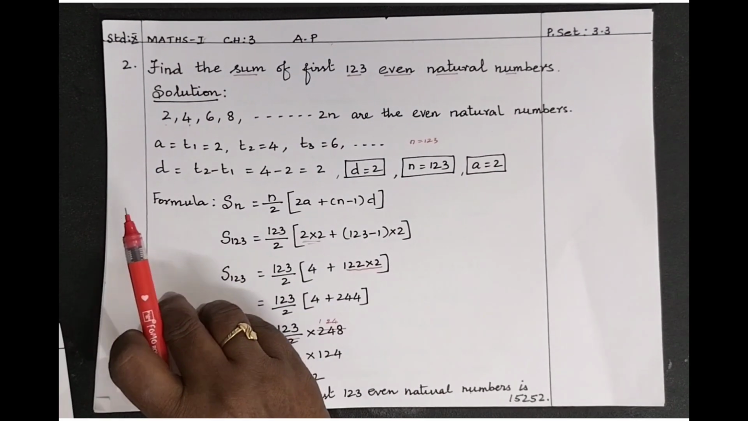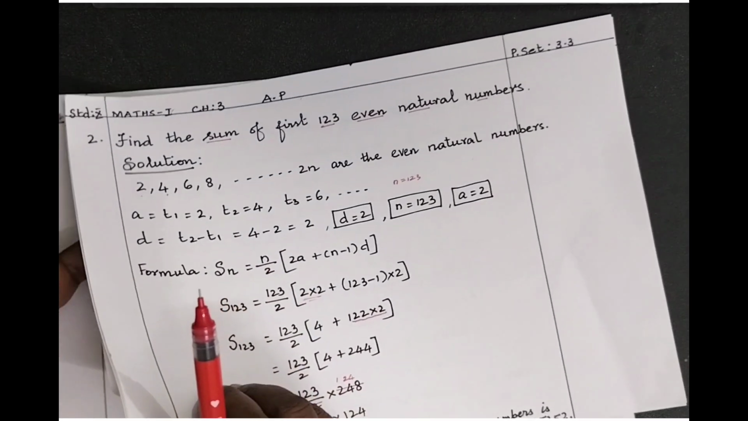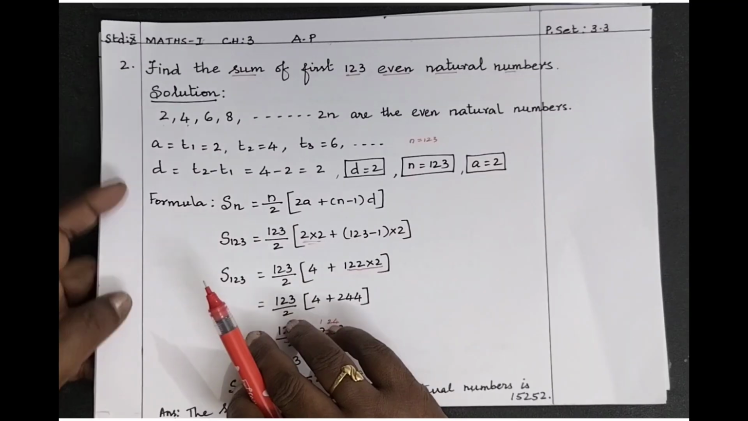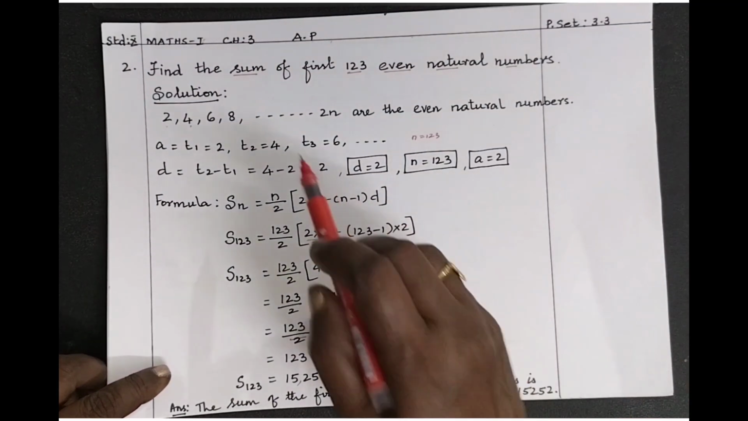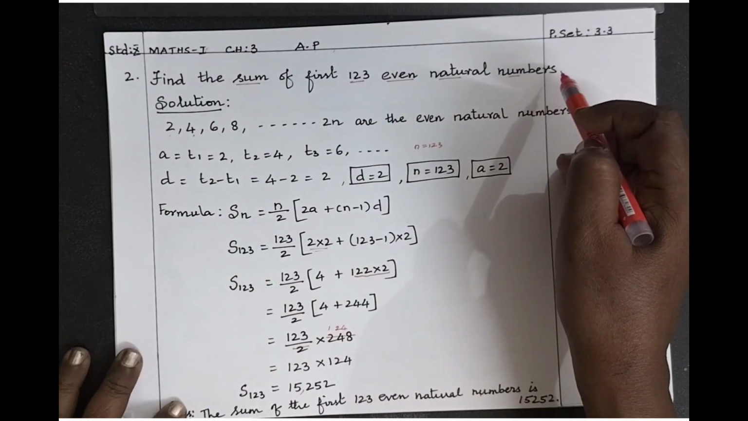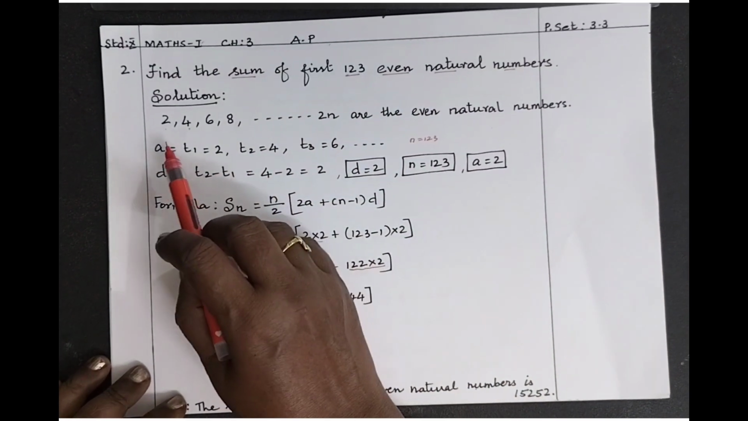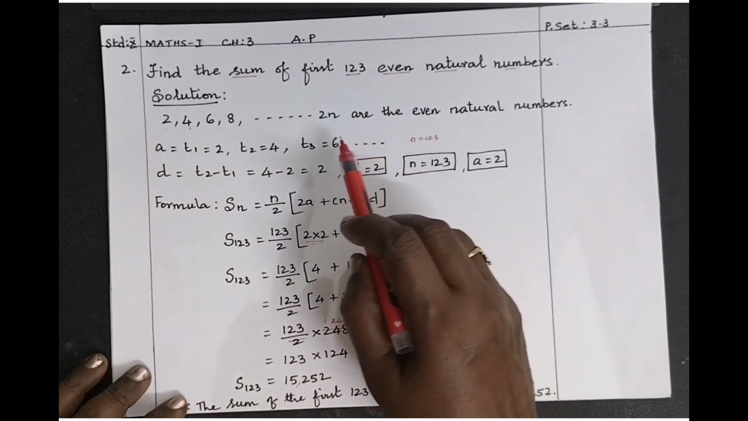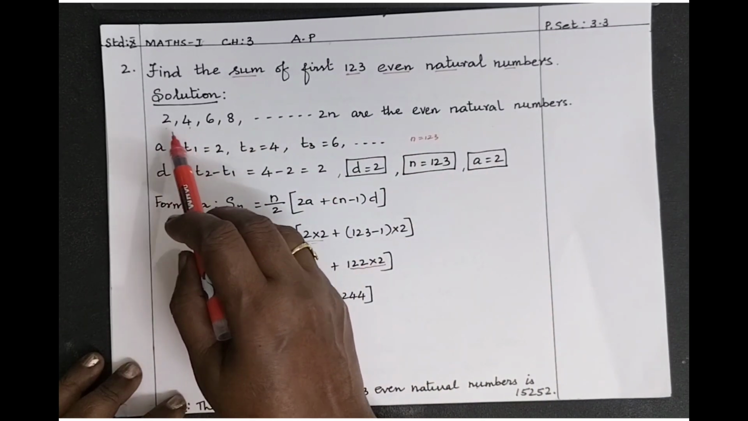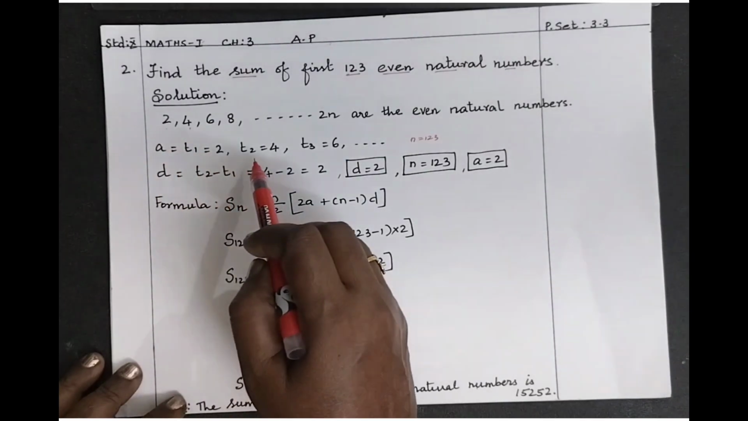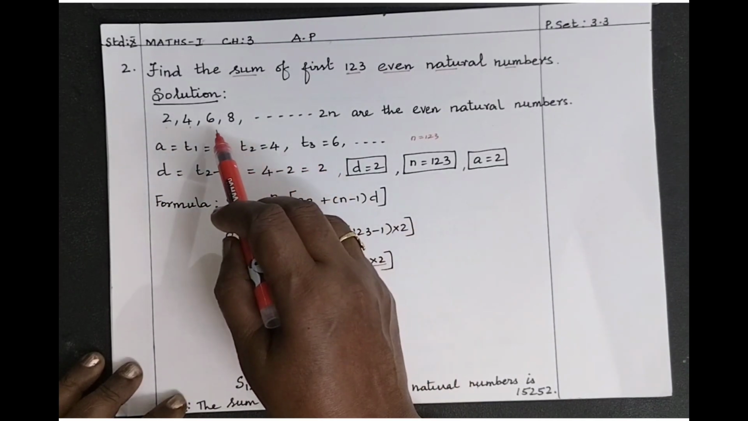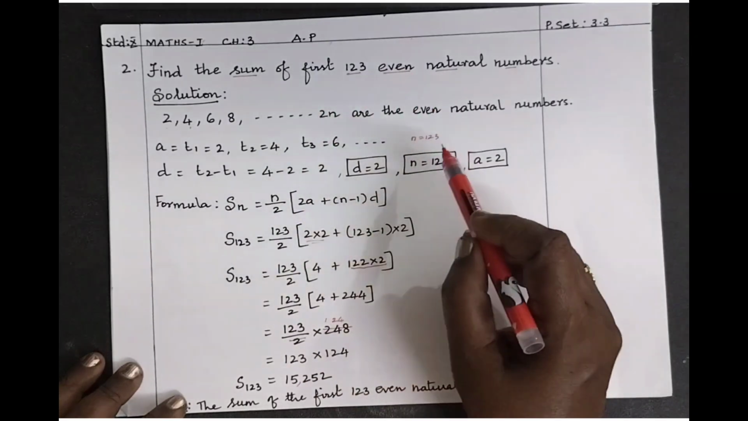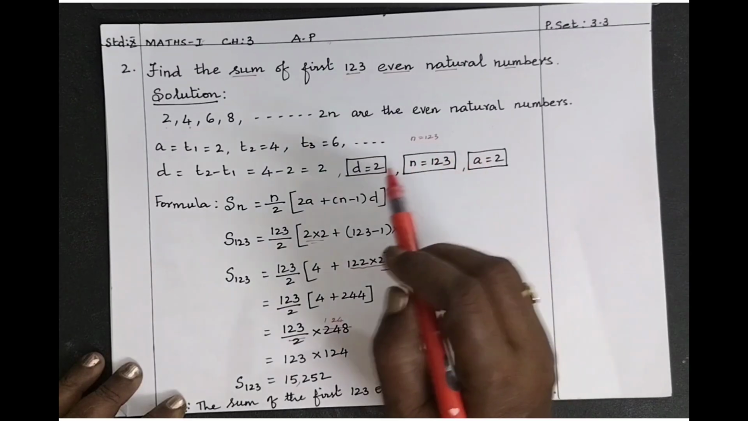Second question, find the sum of first 123 even natural numbers. So the even natural numbers are 2, 4, 6, 8, etc. to n. Now a and T1 is the first term, so that is 2. T2 is 4, T3 is 6, etc. And first 123 numbers means n is equal to 123.